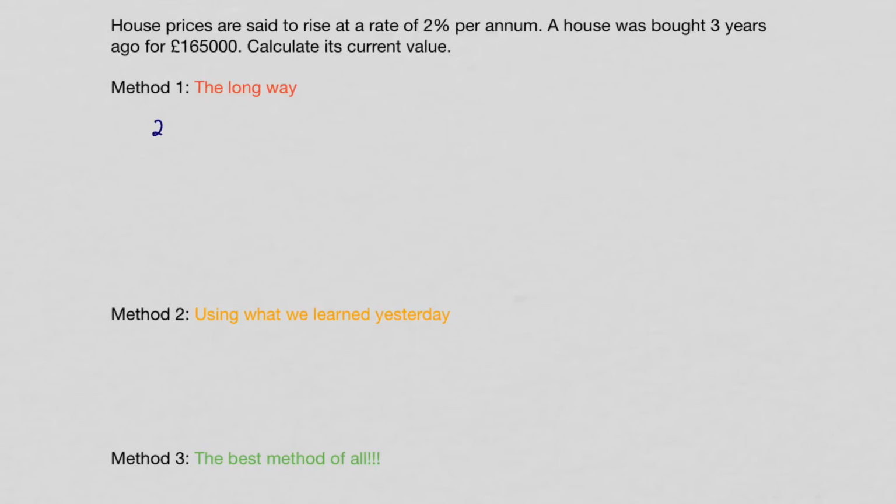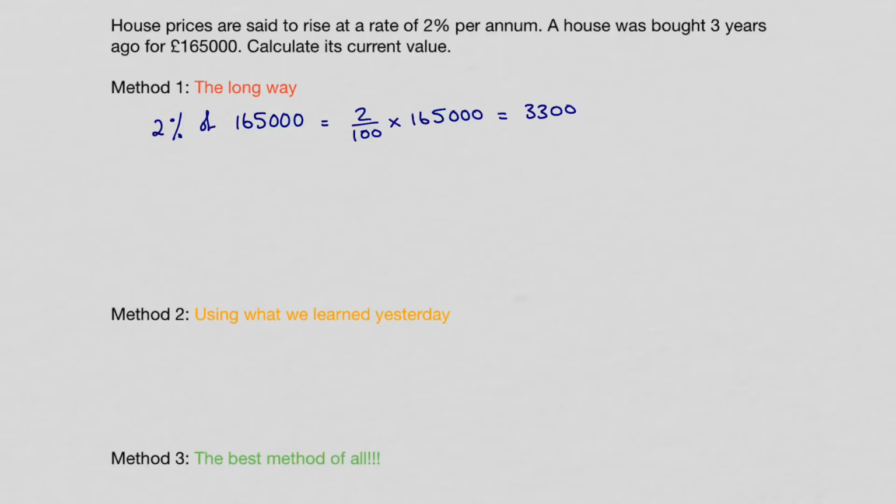The long way would be to work out 2% of 165,000 and then add that on to 165,000. So to work out 2%, remember that means 2 out of 100, or 2 divided by 100 times 165,000. And when we work that out, so this is going to be a calculator lesson today, we get 3,300.